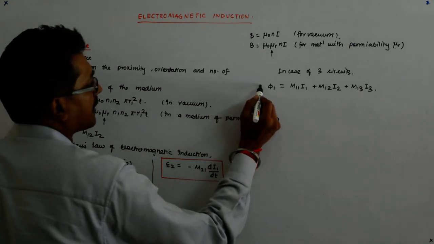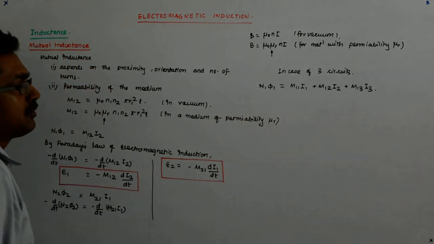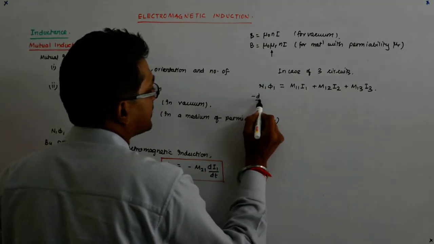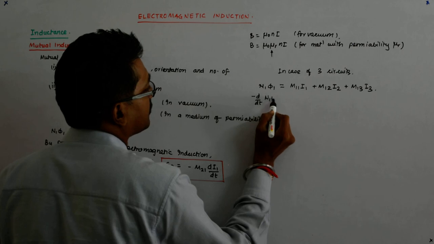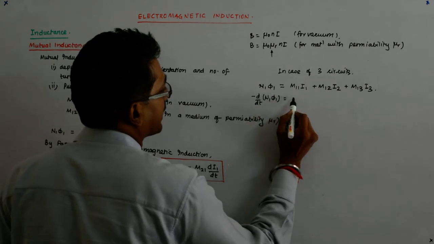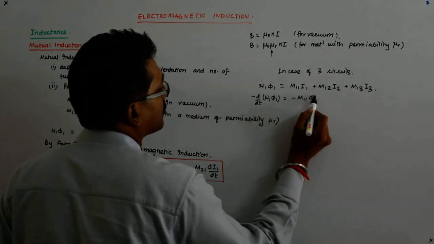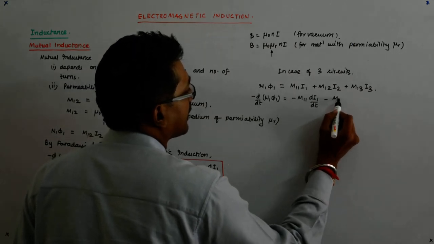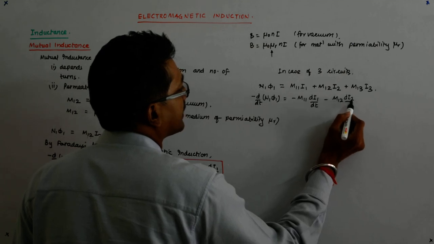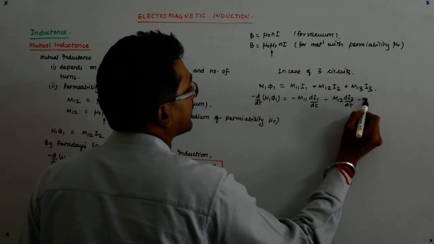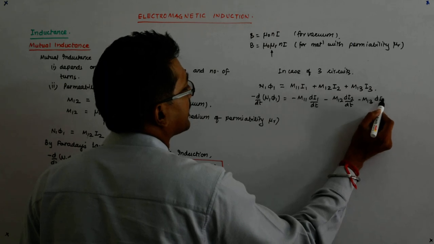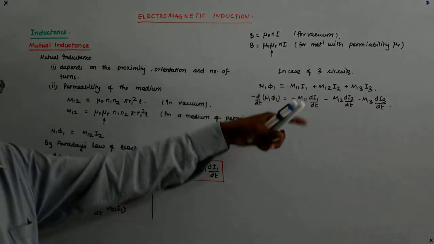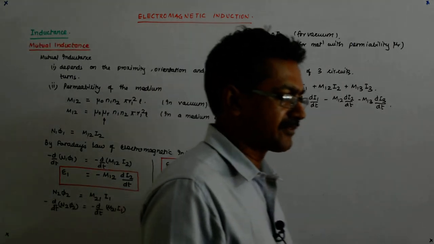That means this is N1 phi1. And if you find out the minus d/dt of N1 phi1, you'll get minus M11 di1 by dt minus M12 di2 by dt minus M13 di3 by dt. More about it after we have found out what M11 is and we have calculated it.